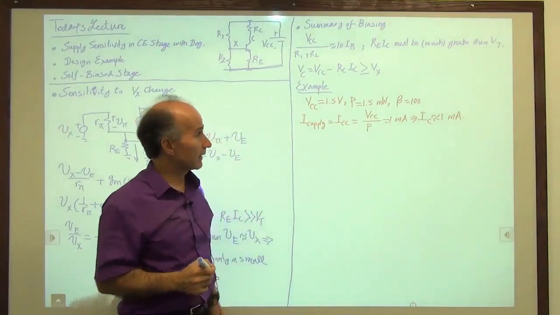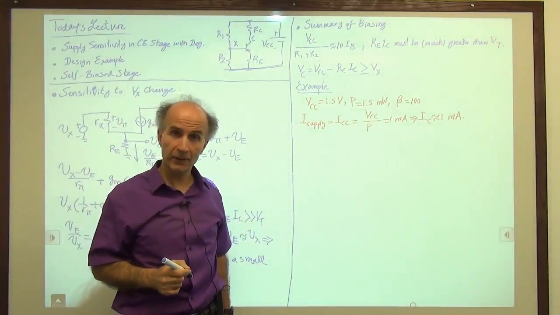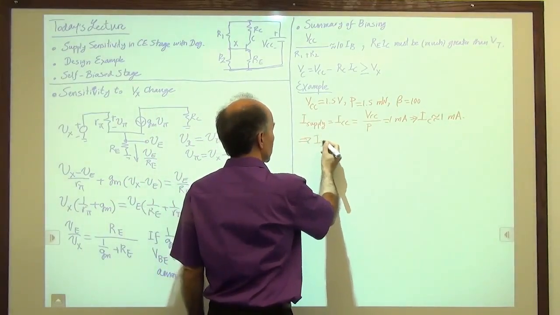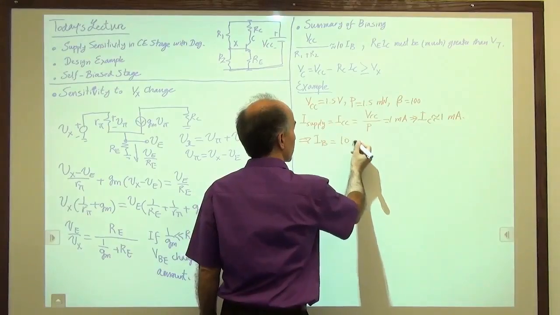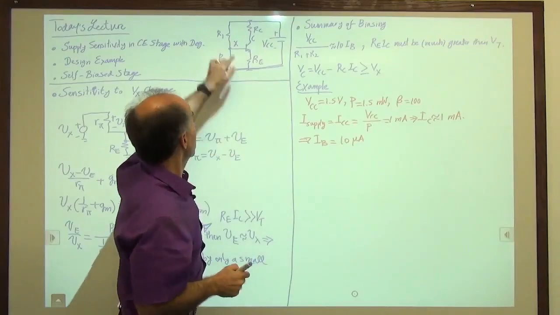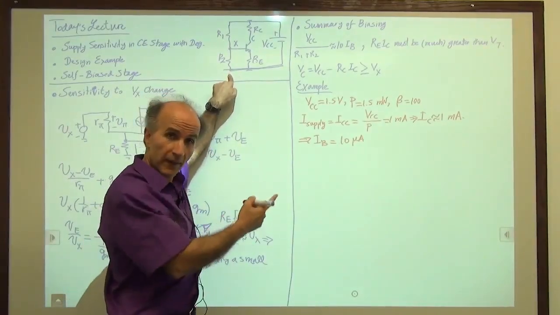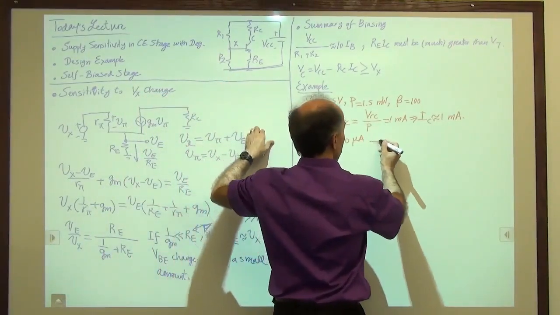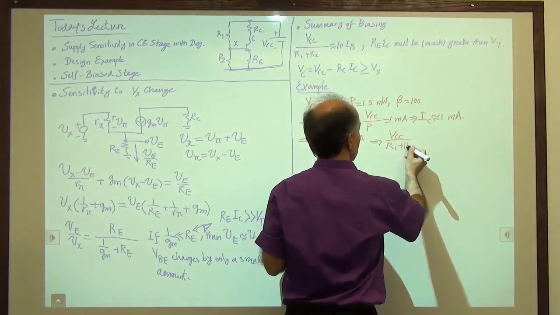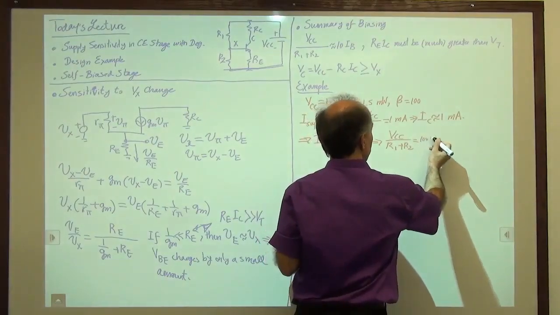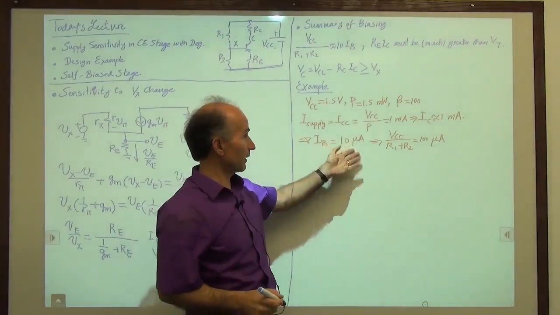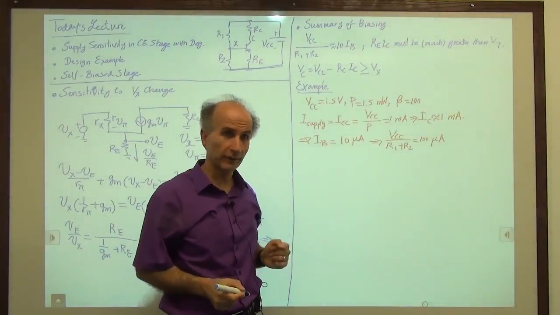Okay, so that is the collector current that we have. How much is the base current? 1 over beta times that. So we see that base current is equal to 10 microamps. How do we choose this current? 10 times that. So we say VCC over R1 plus R2 equals 100 microamps. Right? Because if the base current is 10 microamps, I want that to be sufficiently larger.